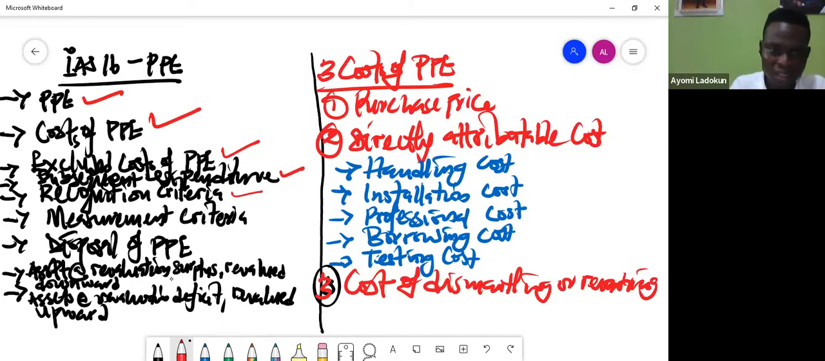So in our next class, I will start with measurement criteria, and we look at initial measurement and subsequent measurement. So what do you do around them? Then I will explain disposal, then asset revaluation, and all of that. So we can play with one or two questions before I go to the other standards.